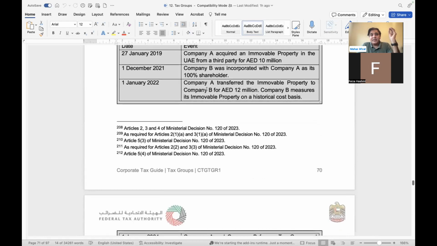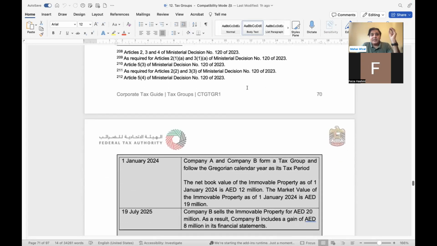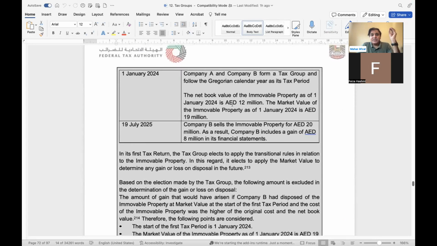Then they decided to make a tax group on 1st Jan 2022. They transferred the asset from A to B for 12 million. Then they made a tax group here. Once the tax group was made, then tax started. Tax started on 1st of Jan 2024.